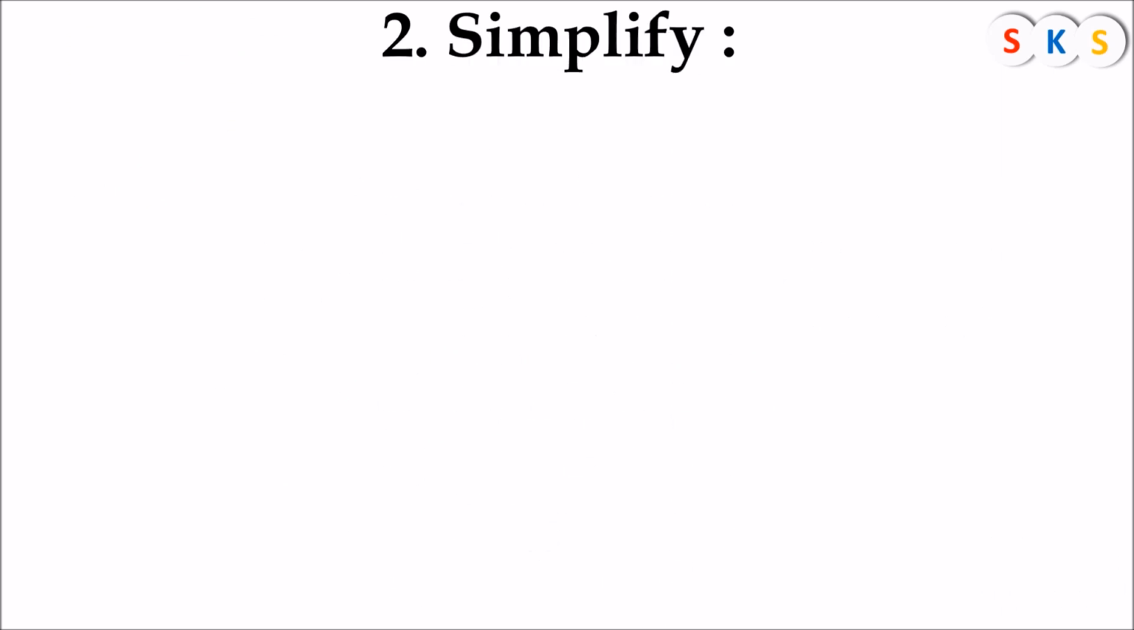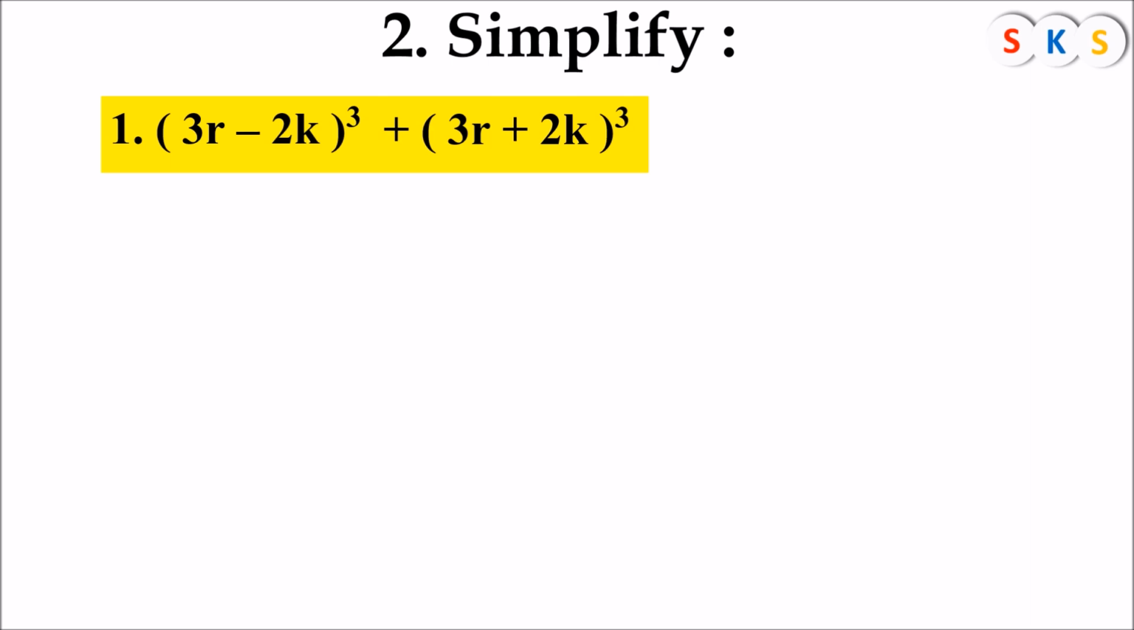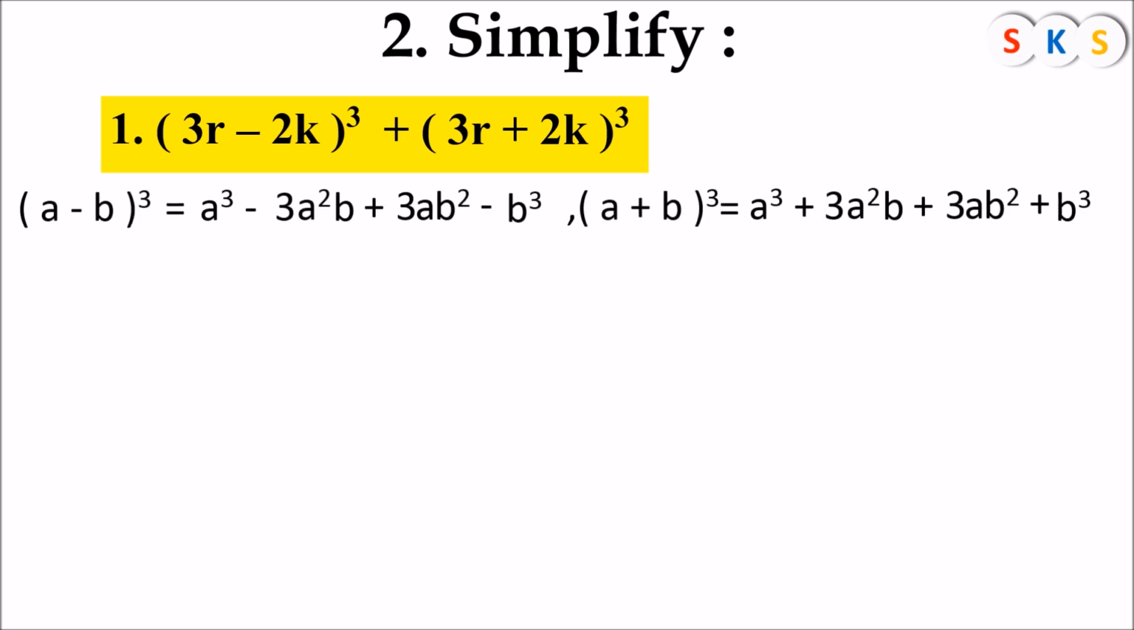Question number 2. In that we have the first one, 3r minus 2k the whole cube plus 3r plus 2k the whole cube. Okay, to simplify this question, to expand 3r minus 2k the whole cube, we will use a minus b the whole cube, and to expand 3r plus 2k the whole cube, we will use here a plus b the whole cube.